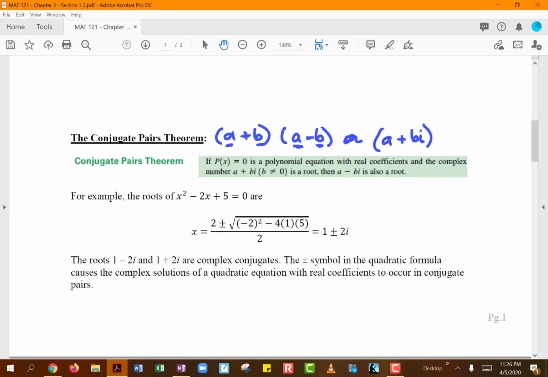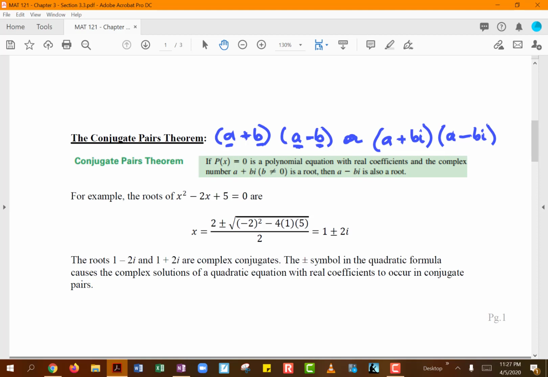So a would be the real part and bi would be the imaginary part. So its conjugate pair would then end up becoming a minus bi. Okay, so that's what we mean by conjugate pairs. Now let's take a look at what the conjugate pair theorem says.